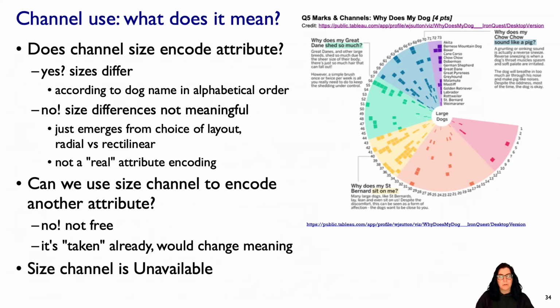So maybe there's a way to think about this that's easier, right? Which is what if I just ask you, could I use size to encode something else? What if I wanted to encode the population of dogs in Canada? Now, it wouldn't work, right? Because these are already different sizes because of this choice of the radial layout. It's taken. We can't, in addition, go ahead and encode with size, not without changing this idiom substantially. So the way we would think about it is that here the size channel is unavailable because of our choice of radial layout.